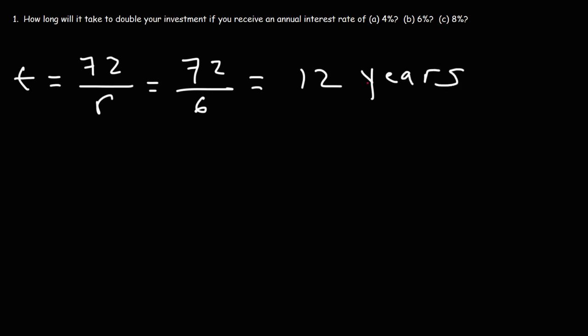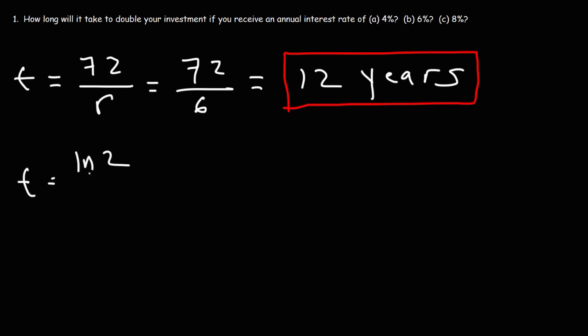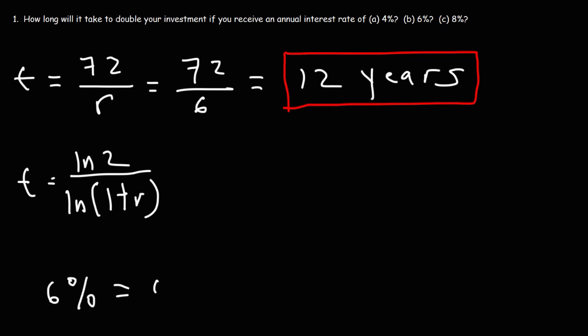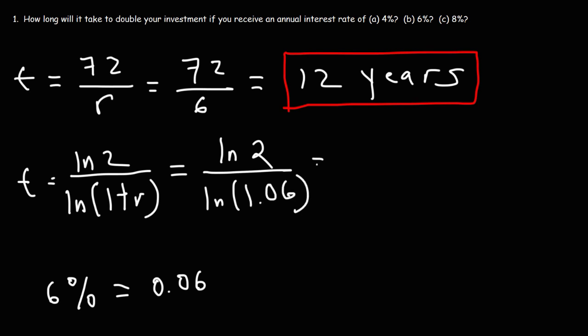Now let's get the exact answer using the formula that we used earlier. It's going to be the natural log of 2 divided by the natural log of 1 plus r. 6% as a decimal, if we divide that by 100, is 0.06. So 1 plus 0.06 is going to be 1.06. Go ahead and type that into your scientific device: the natural log of 2 divided by the natural log of 1.06.